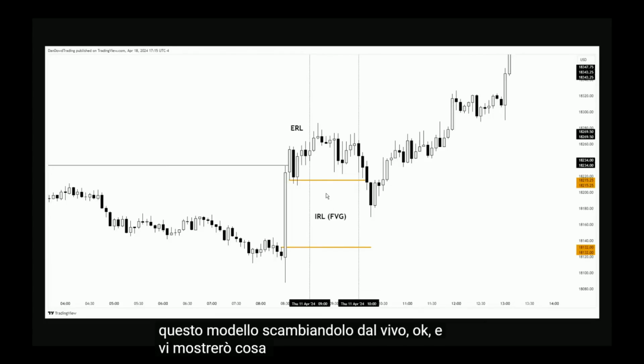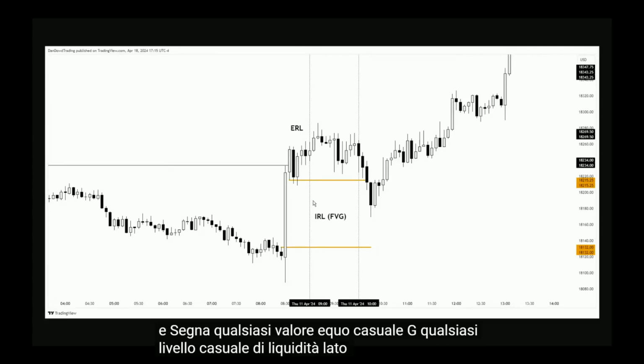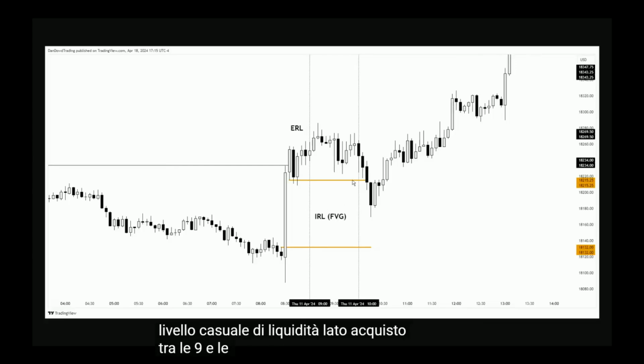Okay, and then I'm going to show you guys what gives it significance, because anyone could go in and mark out any random fair value gap, any random level of buy side liquidity between the 9 to 10 o'clock hour and make a video about it. Okay, but I'm going to show you guys why this is so significant. So this would be trading an old high to a fair value gap, trading buy side liquidity to a fair value gap.